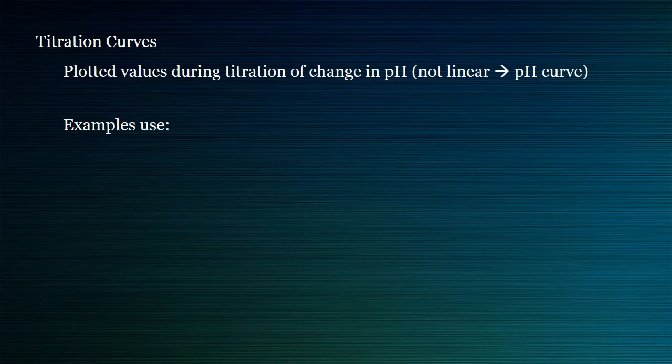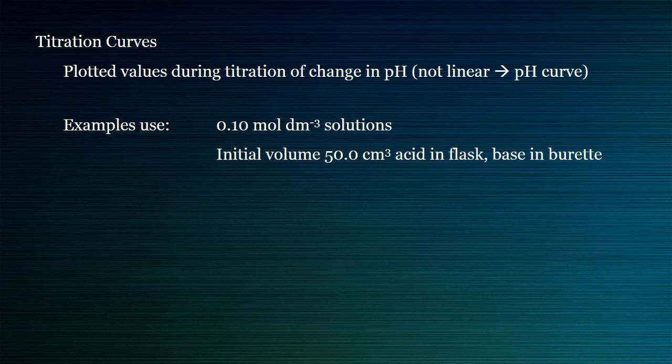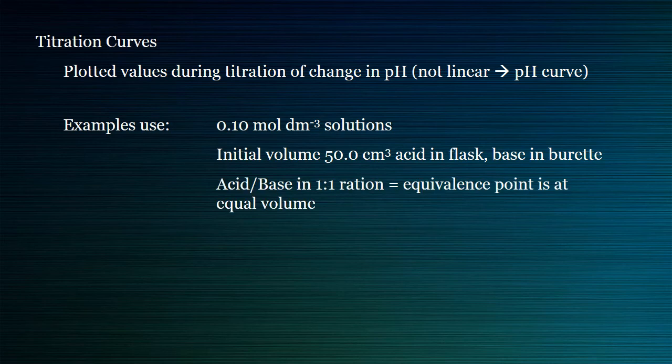For the following examples that are going to be used, we're going to be using 0.1 moles per decimeter cubed solutions for both the acids and the bases. We're going to use an initial volume of 50 centimeters cubed of acid in the flask and 50 centimeters cubed of base in the burette because that's the maximum amount of volume that a burette can hold. And we're going to be using reactions where the acid and base are in a 1-to-1 ratio stoichiometrically. So we're not going to use sulfuric acid because then it messes up. And it just makes it a lot easier understanding the 1-to-1 ratio.